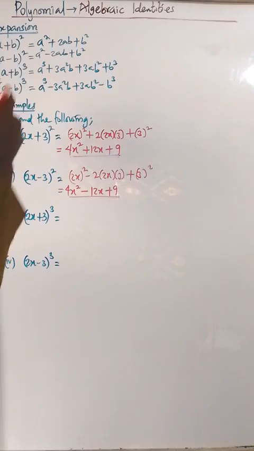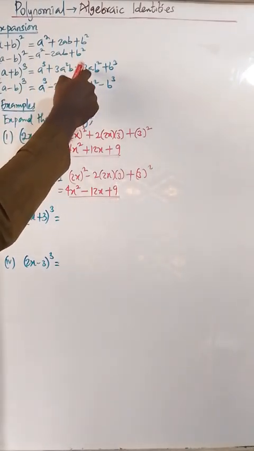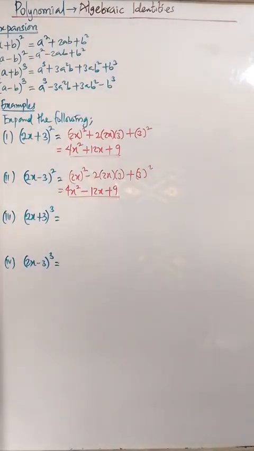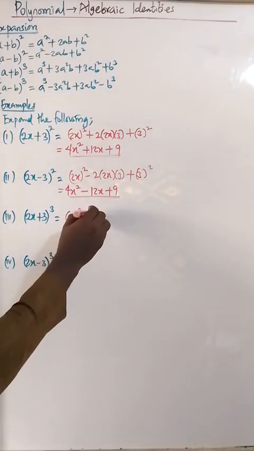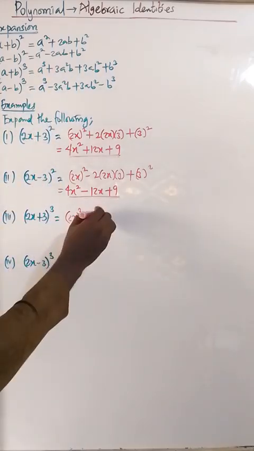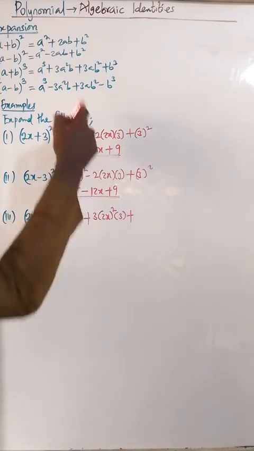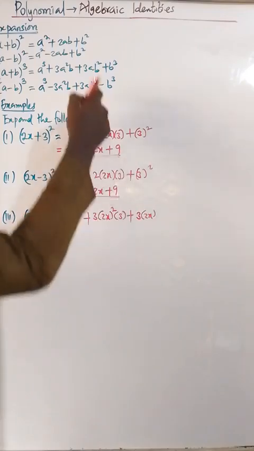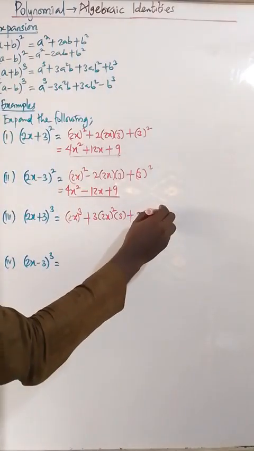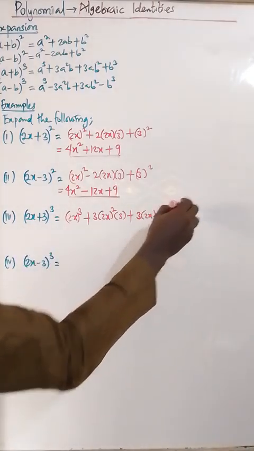Next, cube of sum. What's cube of sum? You cube the first, plus 3 times the square of the first and the second, then 3 times the first, square the second, then cube the second. So a cube, 2x is our a, so we do 2x all cube. Then plus 3, we square the first, which is 2x, then multiply by the second, which is 3, plus 3, leave the first, which is 2x, then square the second, b, which is 3 here, then plus cube the second, that's 3 all cube.